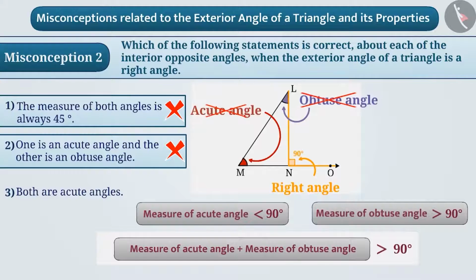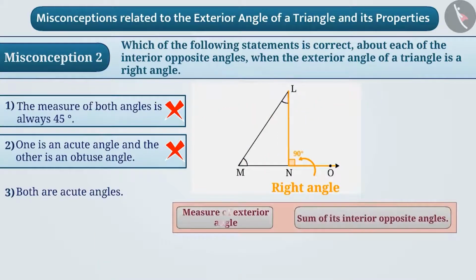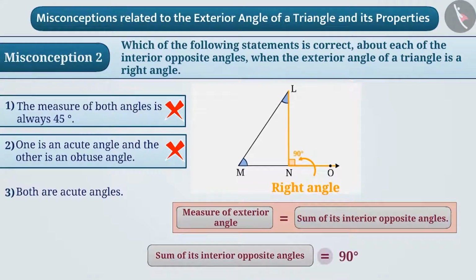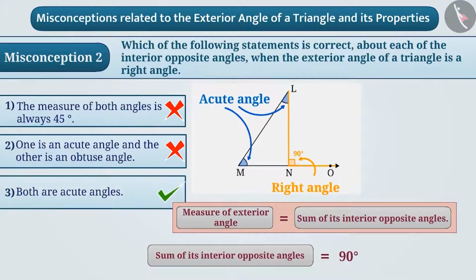The correct understanding is that the measure of the exterior angle of a triangle is equal to the sum of its interior opposite angles. Therefore, when the exterior angle is a right angle, that is an angle of 90 degrees, then the sum of its interior opposite angles should also be 90 degrees. This is possible only when the two interior opposite angles of the exterior angle are acute angles. Therefore, the correct answer to the given question is option 3.